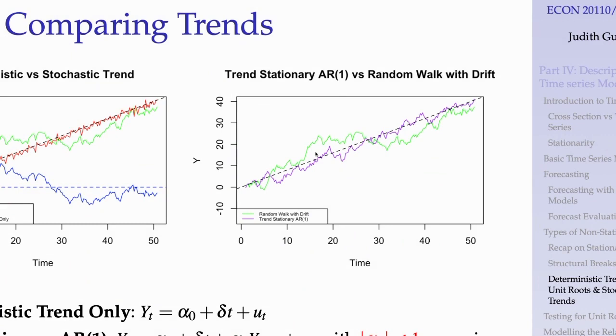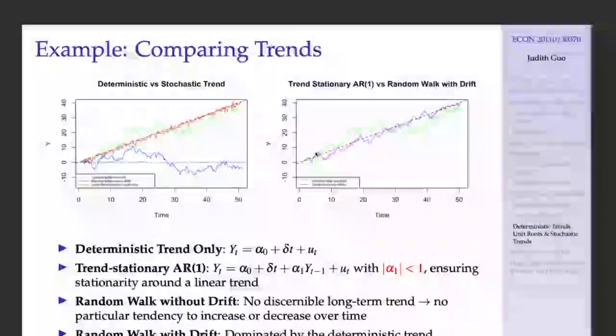Therefore, we should not make any conclusion about the nature of the underlying time series just based on the visual plot. Whether the underlying series is trend stationary or whether it has a stochastic trend, we will need to use a formal hypothesis test to detect this.